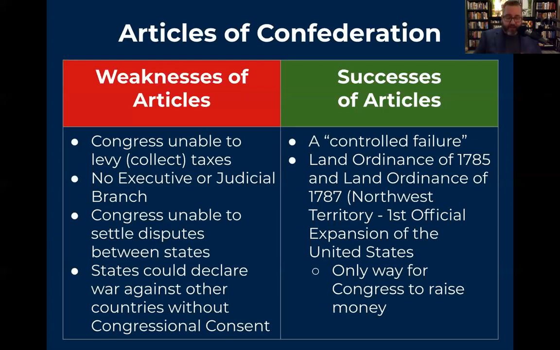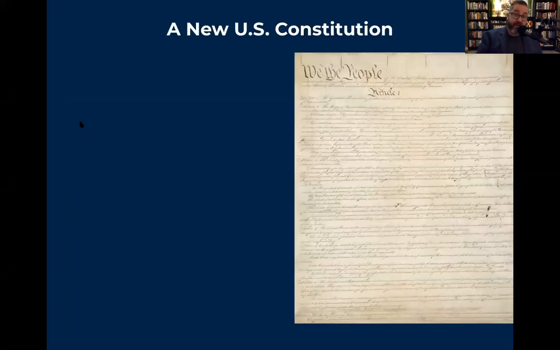We have to have a unified foreign policy, a singular nation that can focus on treaties as well as declaring war. Out of this controlled failure, we did see some successes like the Land Ordinance of 85 and the Northwest Ordinance of 87 as the only way for the country to raise that revenue. So in comes the new United States Constitution.